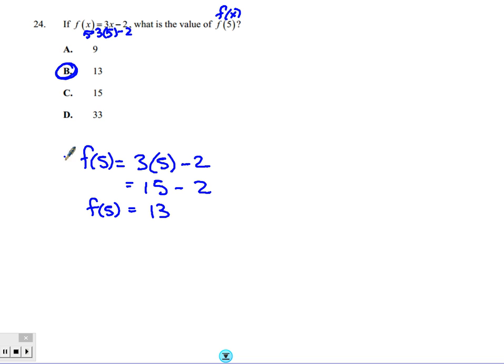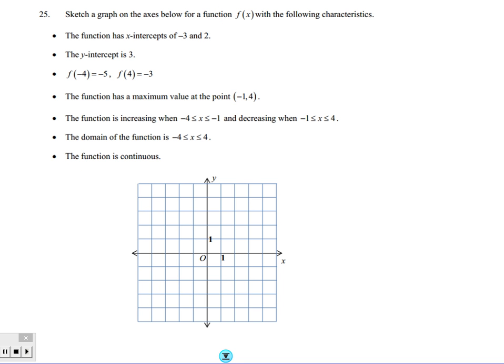It's very important that you do your work and then check your multiple choice answers. Well, you could work backwards, I guess. But I think showing your work is always a really good idea on final exams. All right, this one is asking us to sketch a graph on the axis below for a function f of x with the following characteristics. So, wow, there's a lot of characteristics.